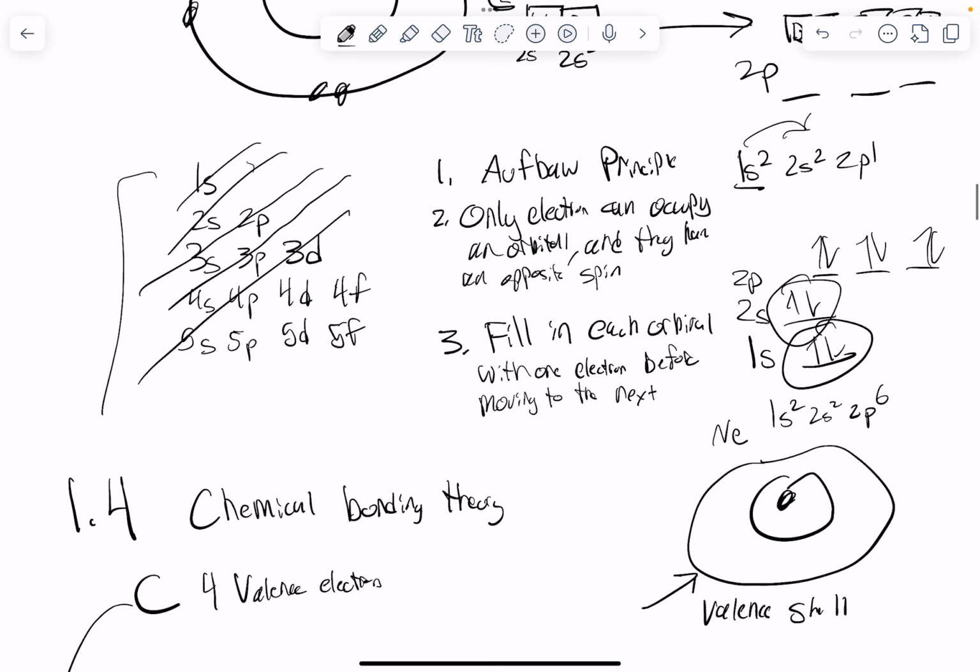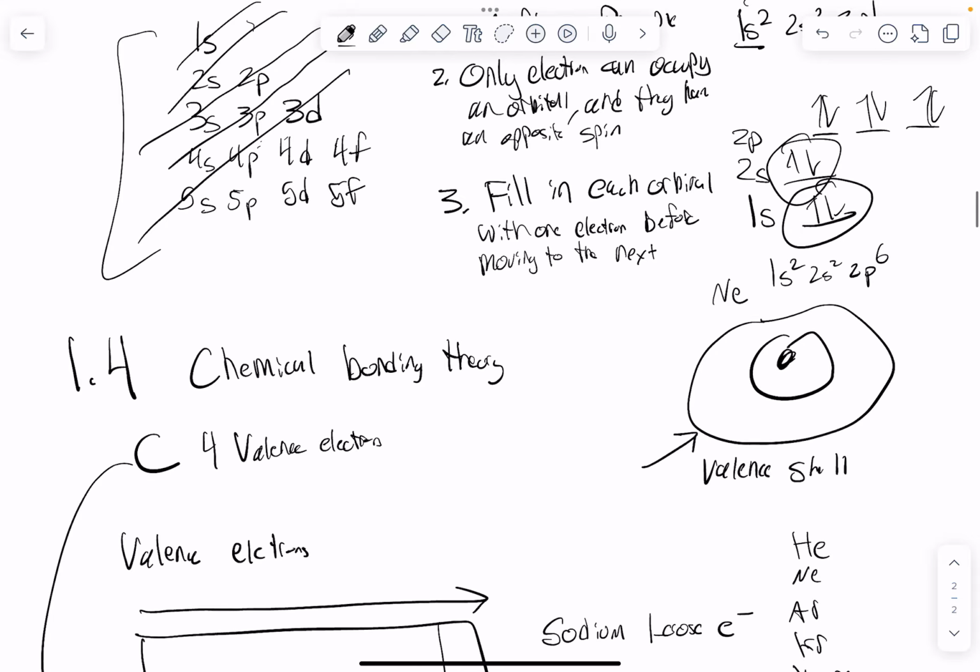This is a very good trick. If you draw it like this, you can just go through, and that's the direction. It kind of gets confusing because the 4s orbital comes before the 3d orbital. That's just because there's more energy in the 3d than there is in the 4s.